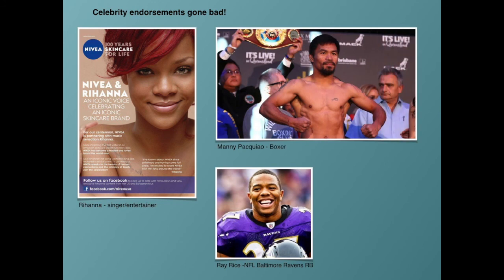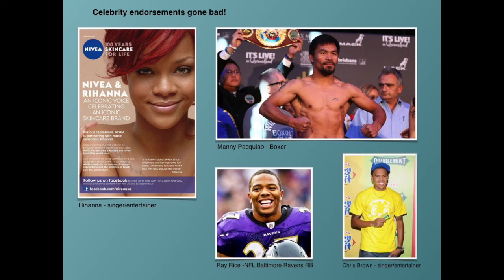Manny Pacquiao is a boxer, and he was campaigning to be a senator in the Philippines, where he's from. He reportedly said that gay people were worse than animals. His main sponsor, Nike, which had partnerships with several LGBTQ groups, quickly dropped him for making that statement.